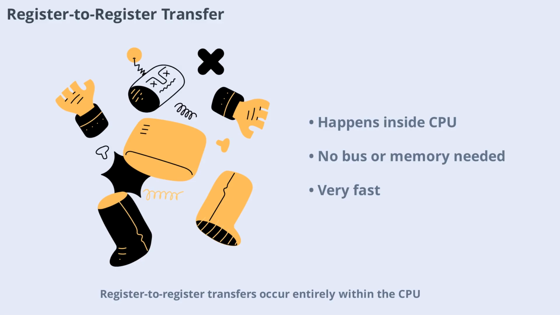Register-to-register transfers occur entirely within the CPU. Data moves from one register to another without involving the bus or memory. This is the fastest type of transfer, as it doesn't require external communication. Such transfers are common during arithmetic and logic operations, where intermediate results are quickly shuffled between registers for further processing.